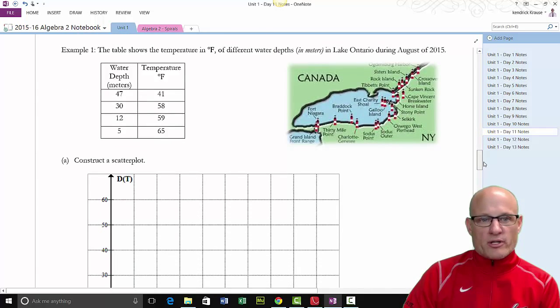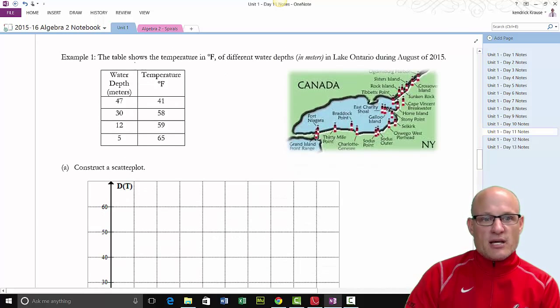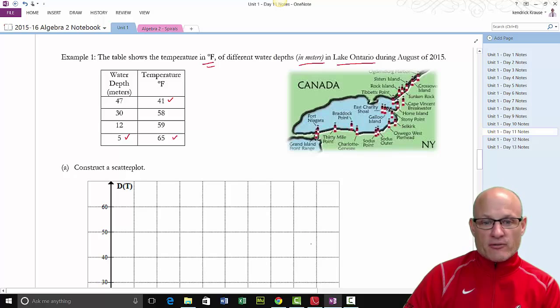So we're going to do a little bit of work. We're going to use our calculator to do this. The table below shows the temperature in Fahrenheit at different water depths of Lake Ontario in August. So if you're 41 meters deep, kind of cold. And the closer you are to the surface, it gets much warmer. So we're going to need our calculator for this.